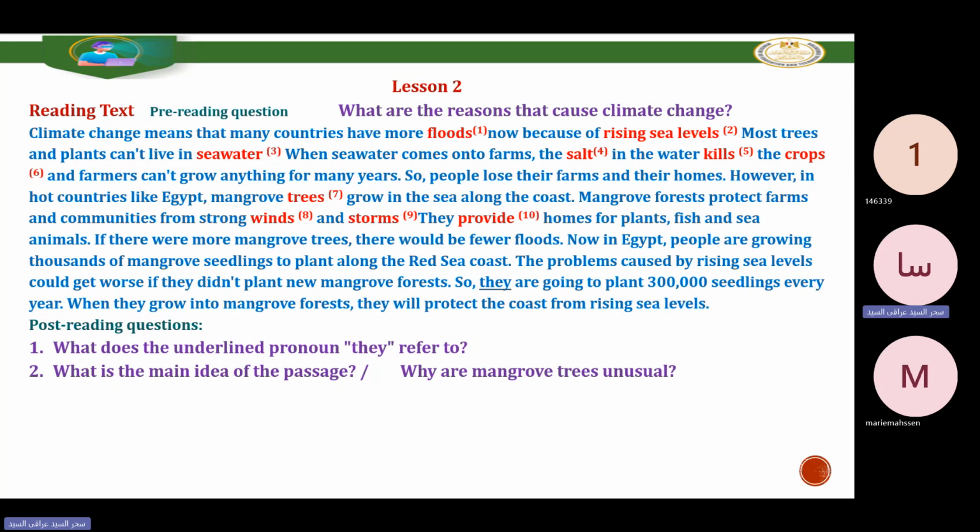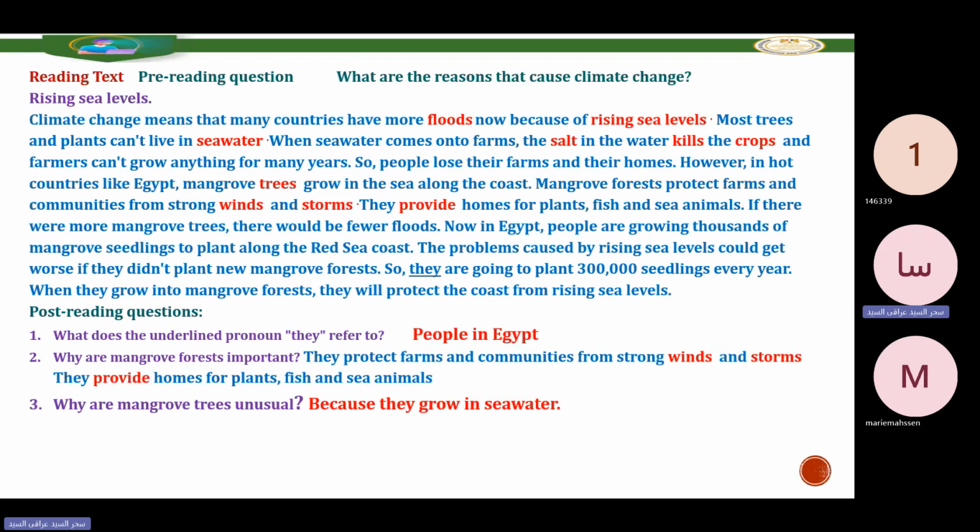Okay, let's check our answers. What does the underlined pronoun they refer to? Here we have they, in the sentence that comes before it: the problems caused by rising sea level could get worse if they didn't plant new mangrove trees. Who are they? Now in Egypt, people are growing thousands of mangrove seedlings to plant along the Red Sea coast. So here, they refer to people in Egypt.